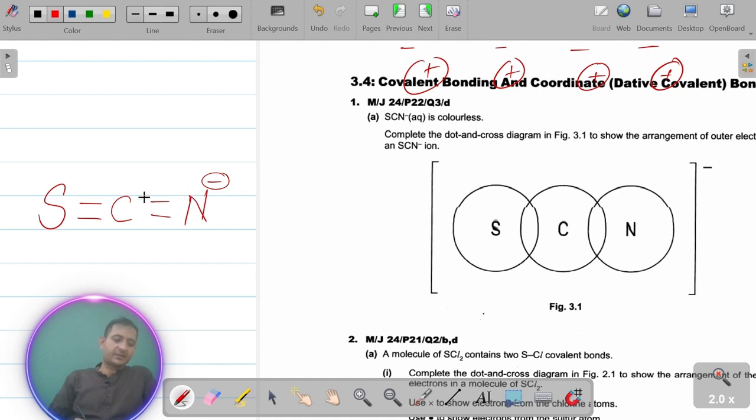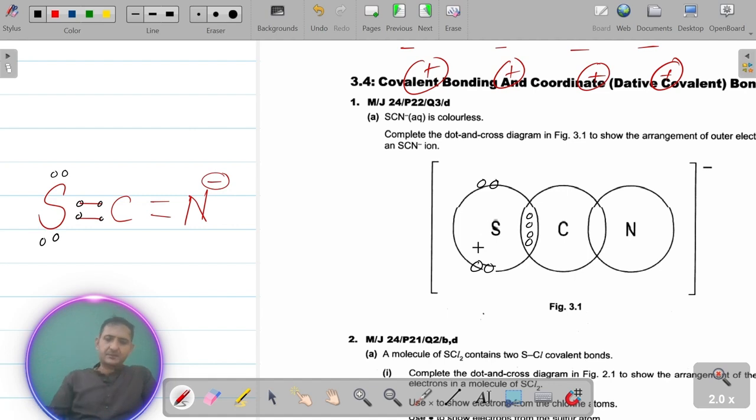I can draw it here. Now how many electrons are there? For example, 1, 2, 3, and 4 electrons. So I can draw it here, 1, 2, 3, and 4. Sulfur is from group 6, so it means there are lone pairs of electrons as well. I can draw lone pairs of electrons just like this.